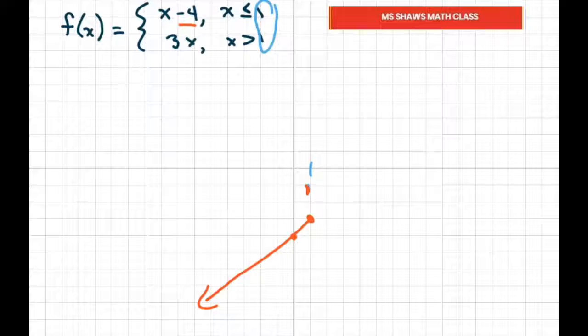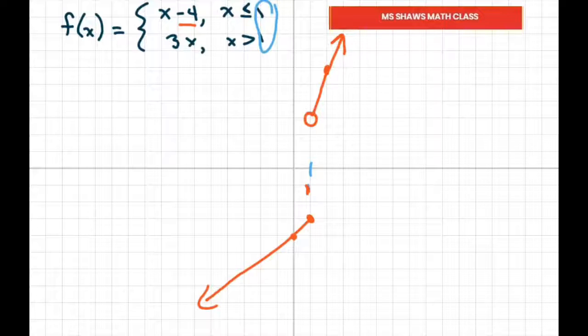Now, for to the right of 1, let's plug in 1. You still have to plug in 1 here, and you get 3. And that's what we got before. But it can't equal it, so it's open. And then let's plug in 2. 2 would go to 6, so it's 3, 4, 5, 6. They're both linear, so you only have to plug in 2 values.